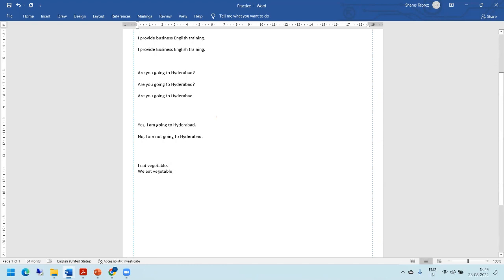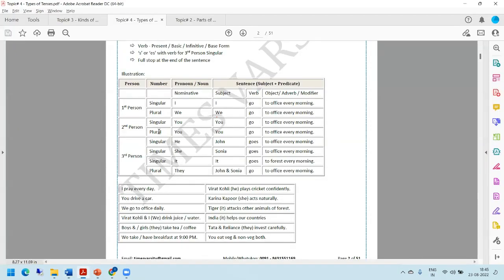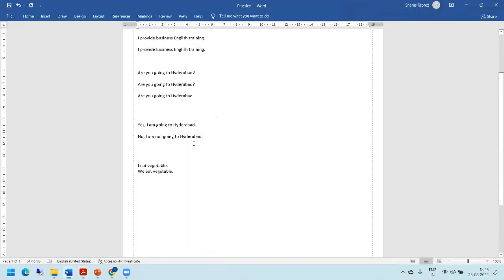Similarly, we eat vegetables. Now this is first person singular and then first person plural. We have third person singular and third person plural. So let's make a sentence for the third person singular and third person plural. Anyone, please tell me the complete sentence for this. What do I need to write now? Sir, please repeat the question.